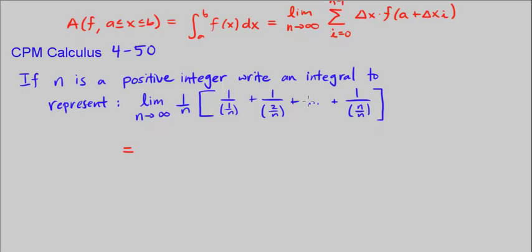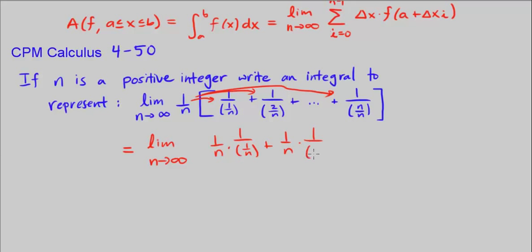So let's look at this. The first thing I would do is just see, can I simplify this at all? And yes, we can. We can distribute this to every term here, right? And this is going to be 1 over n times 1 over n, plus 1 over n times 2 over n, plus up to 1 over n times n over n, right? This is just distributing the 1 over n inside these brackets, okay? So then we have the limit as n goes to infinity.